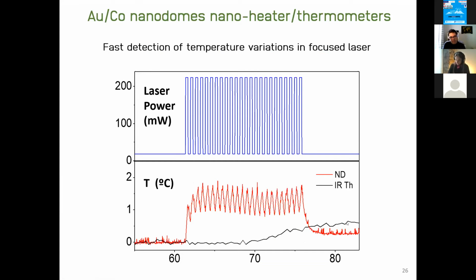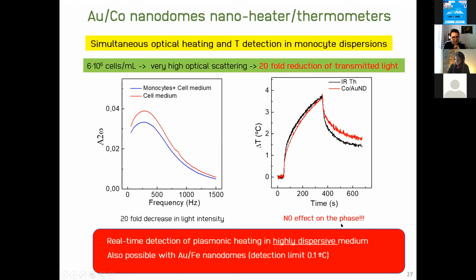So once we checked the theory and evaluated our nanothermometry system, we tried to test it in a biological medium. So we tested in a cell medium with monocytes. Well, this medium, I have to tell you, presents a high optical scattering, so the transmitted light could be reduced 20 times. However, we have observed the difference in transmittance and proper temperature registration between the cell medium and the monocytes.